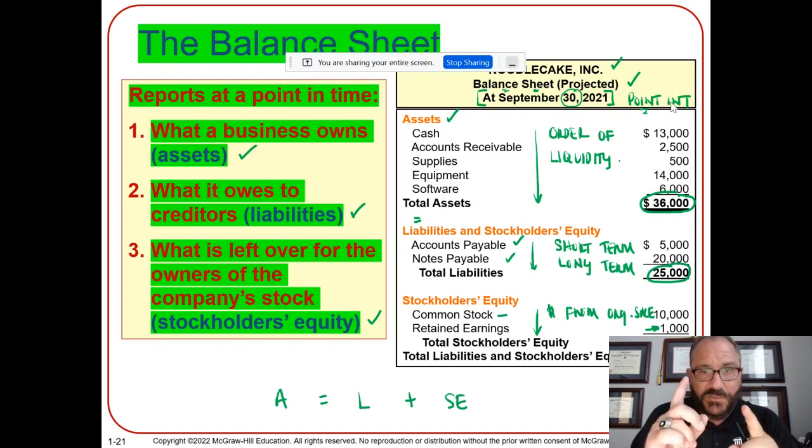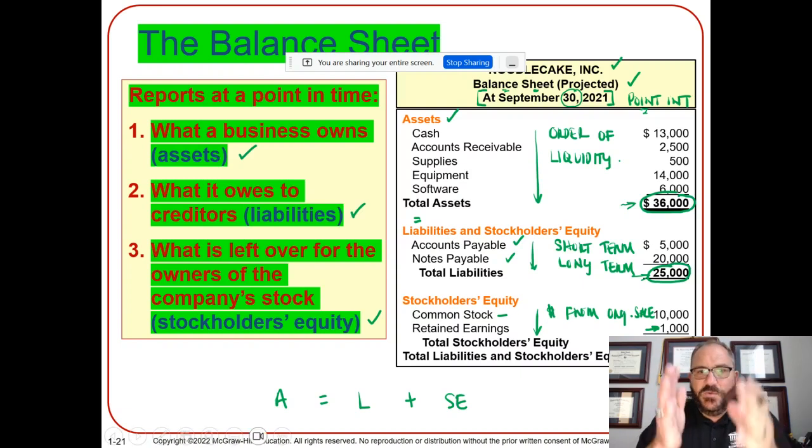And remember, the balance sheet: assets equal liabilities plus stockholders' equity. So if we take a look, our total assets here are $36,000. Our liabilities here are $25,000. And our stockholders' equity is 11. So we got 36 equals 36. You see how it's equal? Has to be equal.